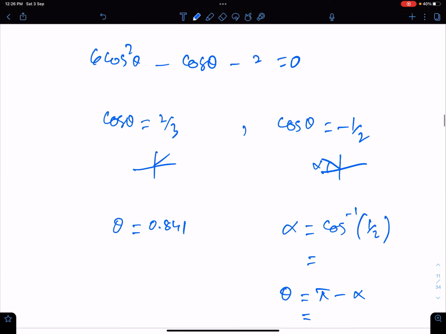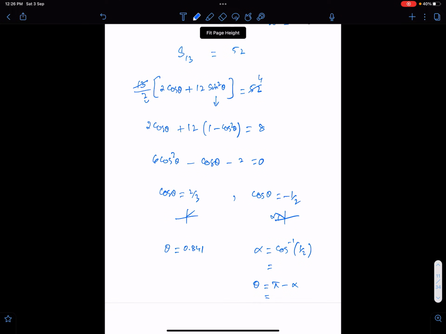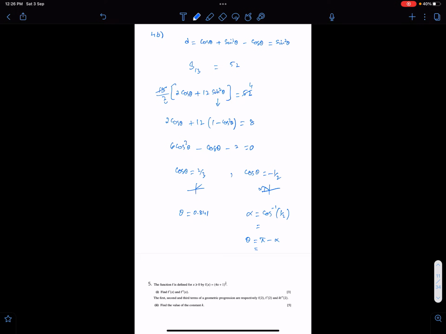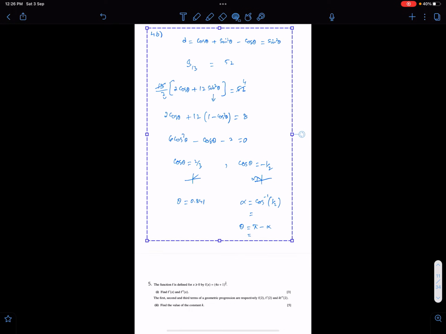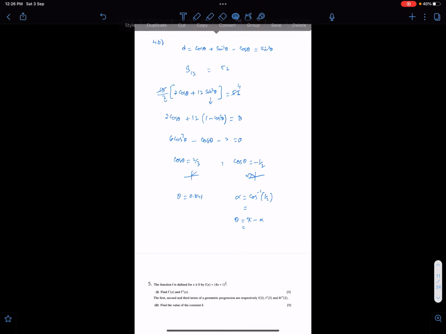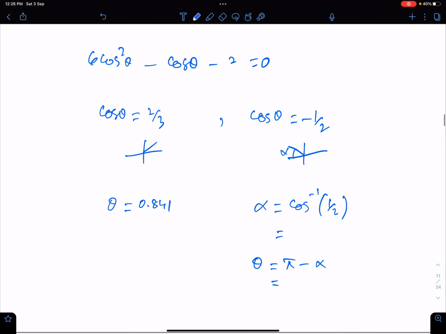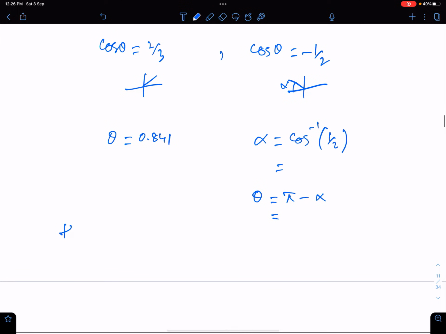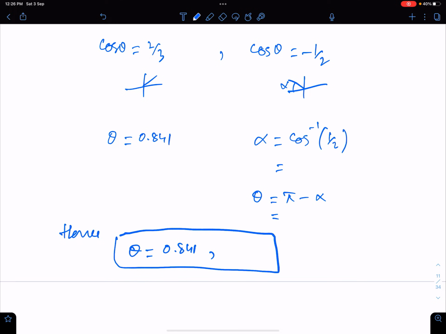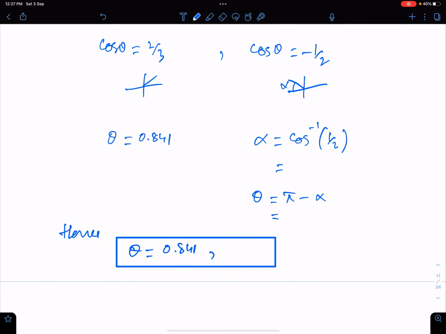So there are two possible answers because of the given domain. The domain was 0 to pi. So two possible answers. Hence, theta is 0.841 and the second answer, this one.